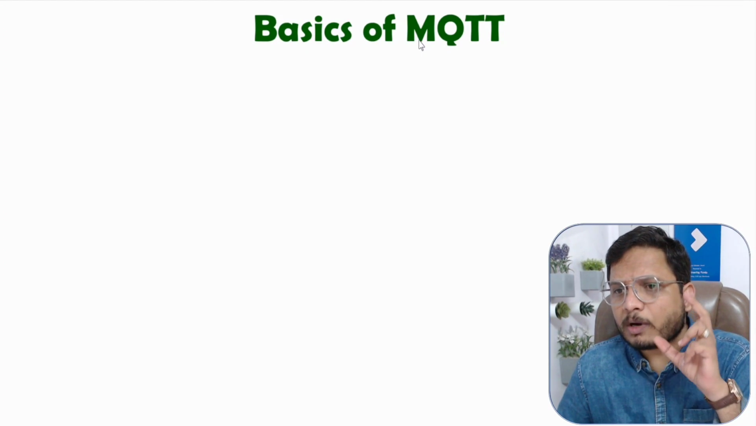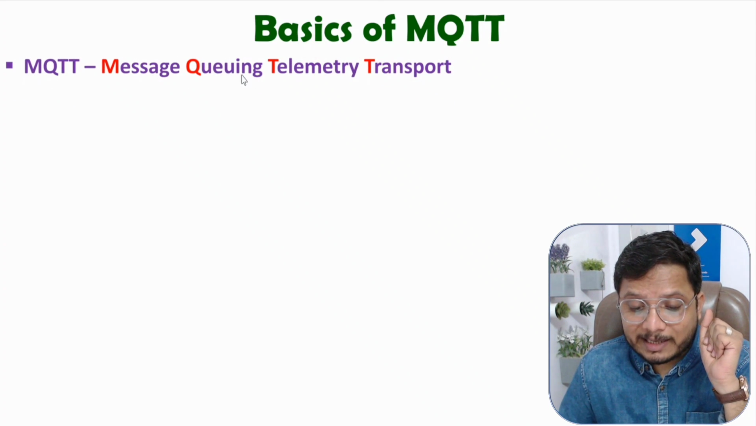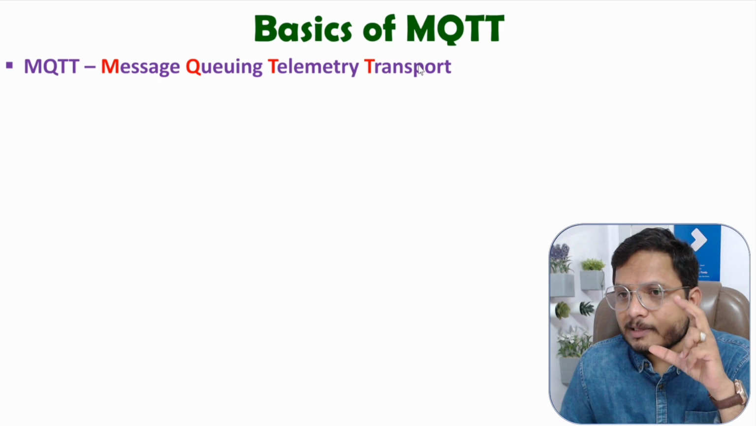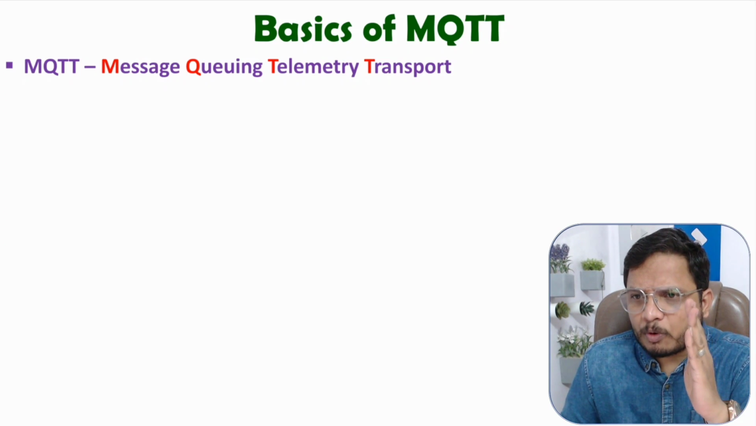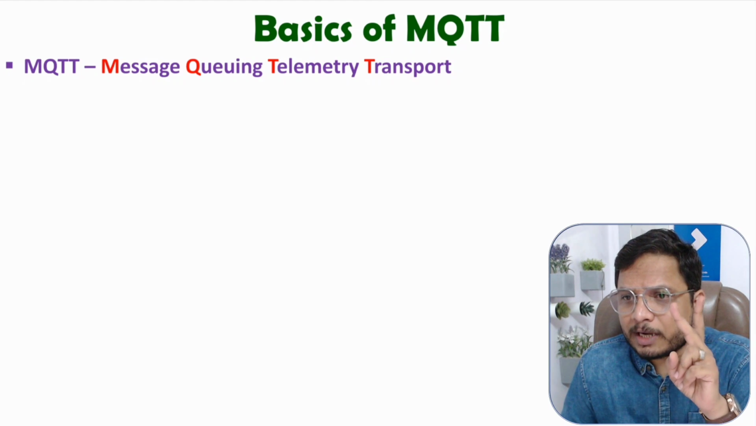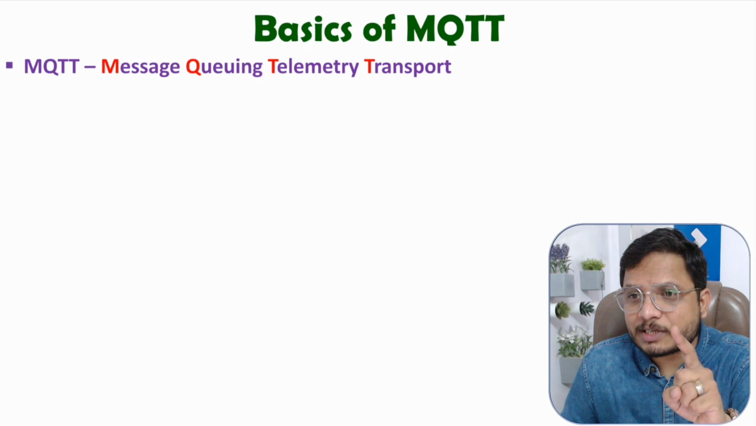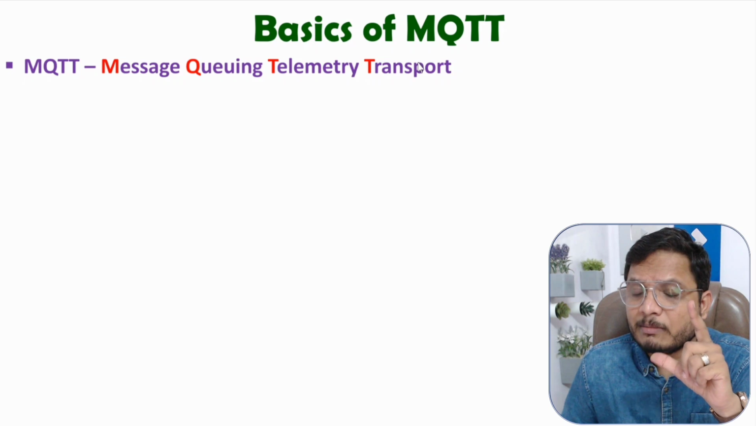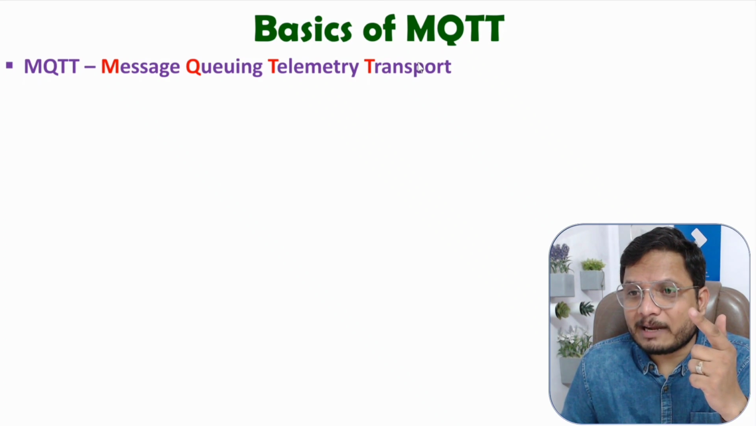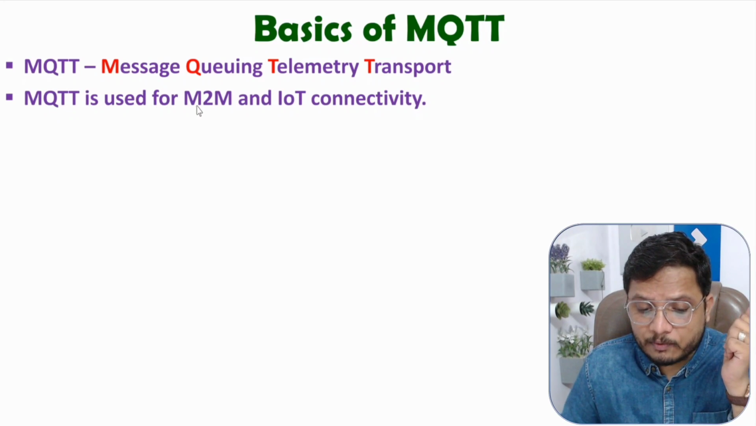First of all, one should know the full form of MQTT. MQTT means Message Queuing Telemetry Transport. This MQTT protocol is an application layer protocol. It is specifically designed for M2M, machine to machine systems, as well as for IoT networks, Internet of Things networks. So MQTT is used for M2M and IoT connectivity.